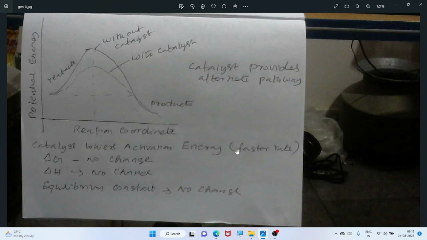That gives a faster rate, and it does not change delta G, that is the Gibbs energy. It does not change delta H also. The equilibrium constant is also not changing. The only thing is it lowers the activation energy. The catalyst provides an alternate path for the reaction. This is the alternate path, and this is the normal reaction without catalyst, with the same reactants and products.